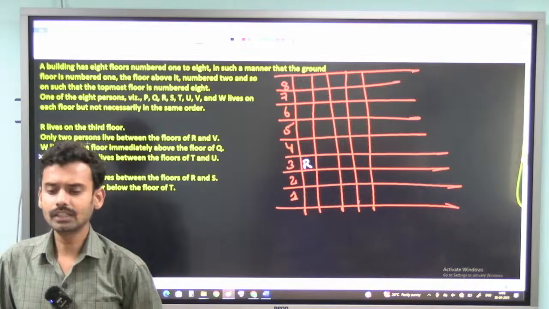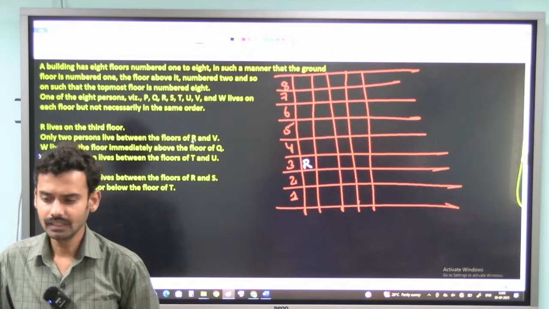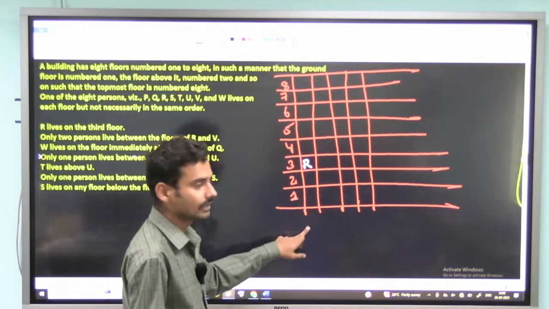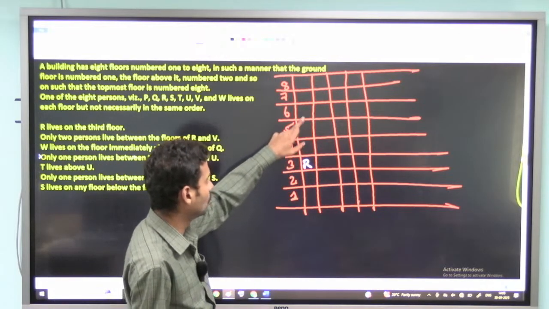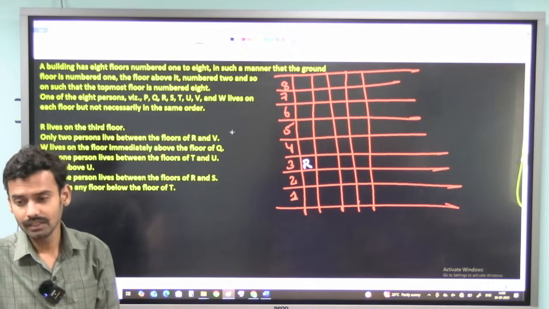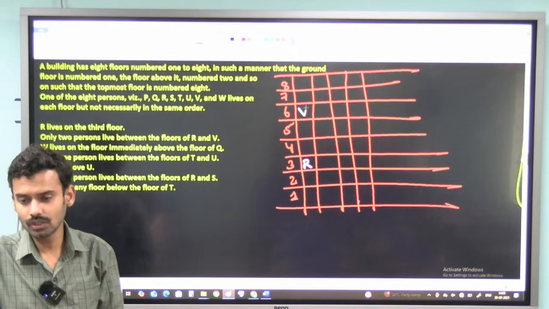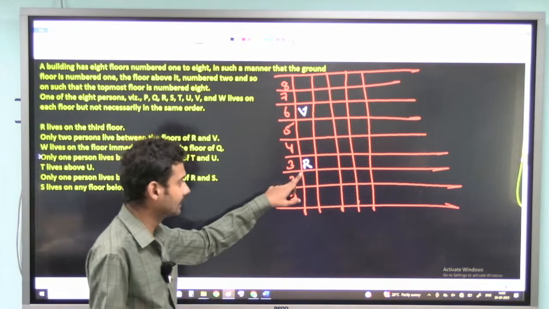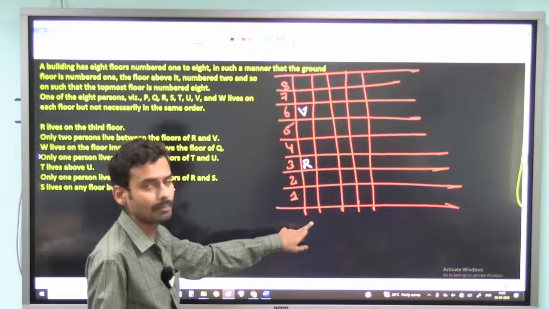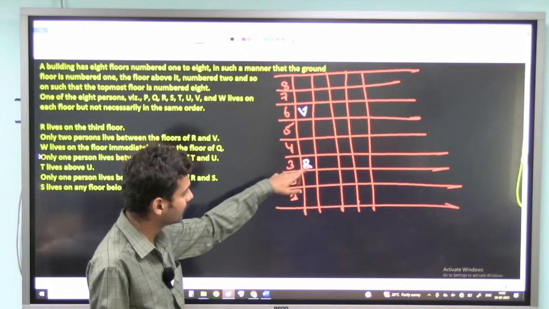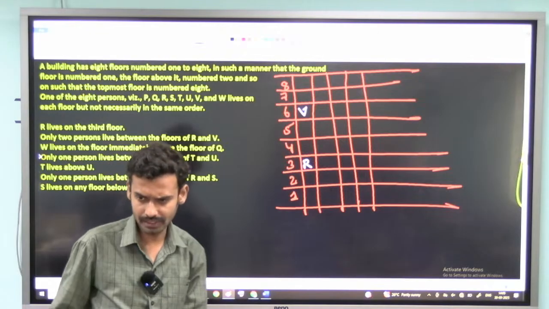Then only 2 persons live between R and V. So 1, 2, there is no place here. 1, 2, there is a place for V here, so it is also already fixed. So this is also a direct hint. 1, 2, there are 2 persons between R and V. If I consider below, 1, 2, there is no place for V, because here there is nothing called ground floor. So you should not consider the below case, you should consider the above case.